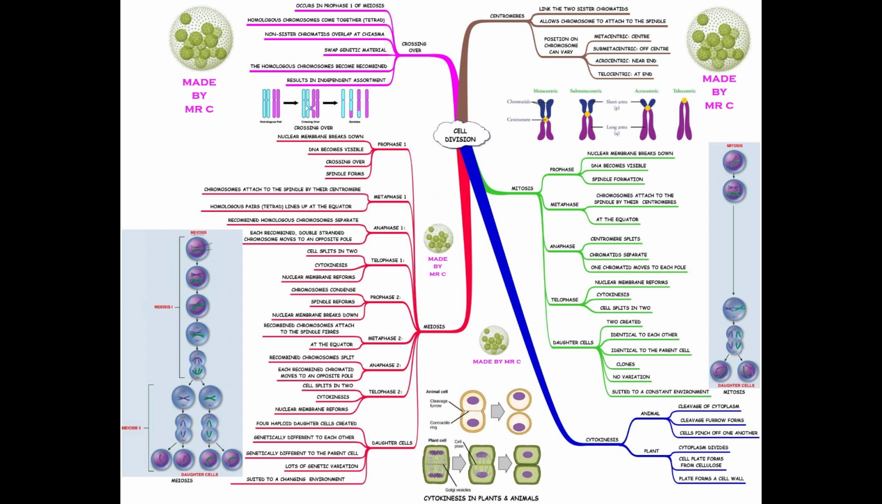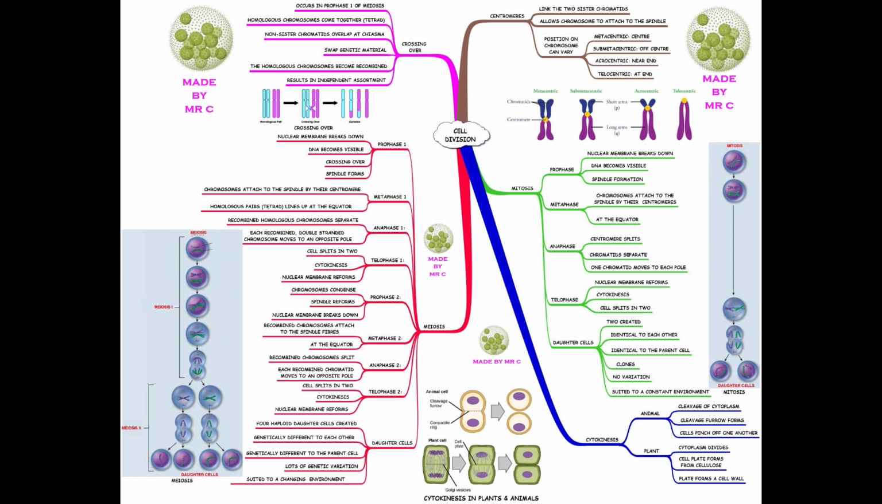In prophase 1, we've got a really important process called crossing over. It concerns the homologous chromosomes. Now, homologous chromosomes have the same genes in the same place. The homologous chromosomes come together in a process called synapsis, and they form a tetrad. The non-sister chromatids overlap each other at the chiasma, plural is chiasmata, and they swap genetic material. The homologous chromosomes become recombined. This results in unique combinations during independent assortment.